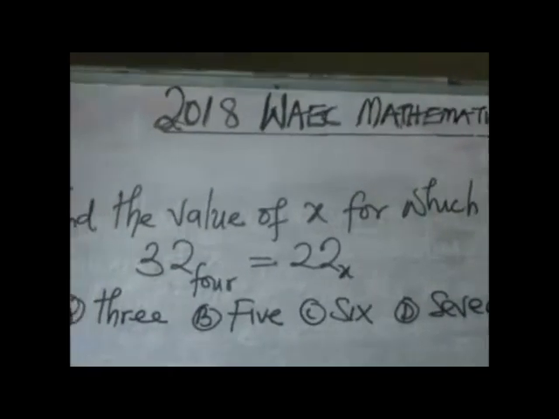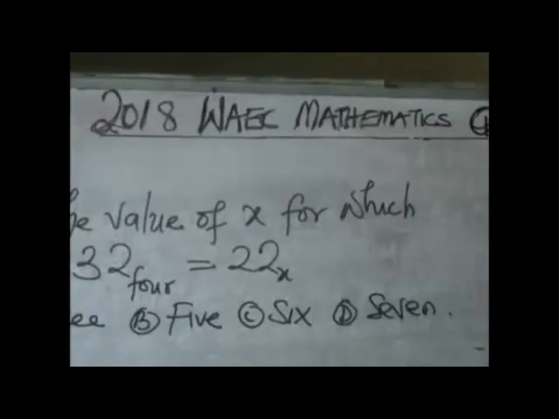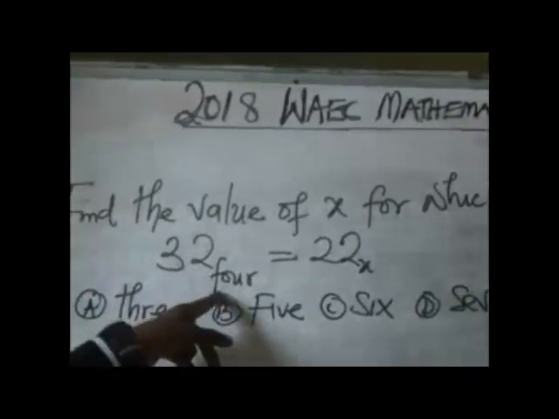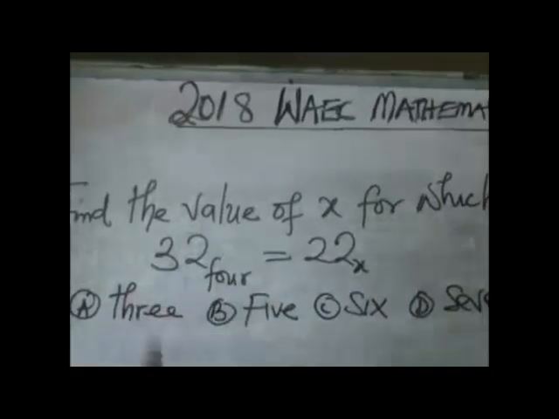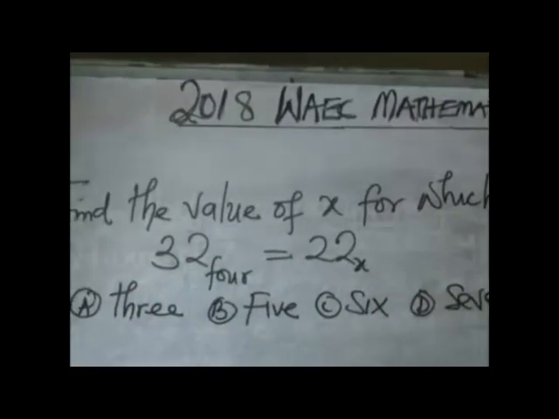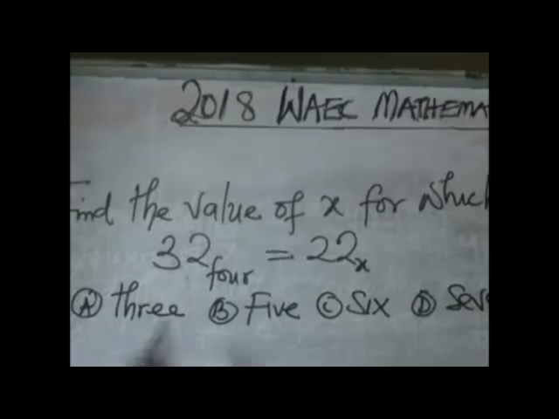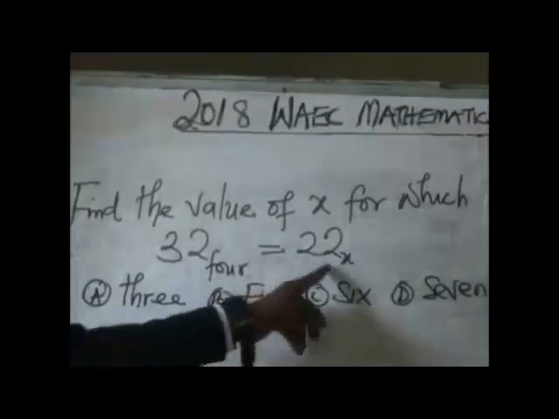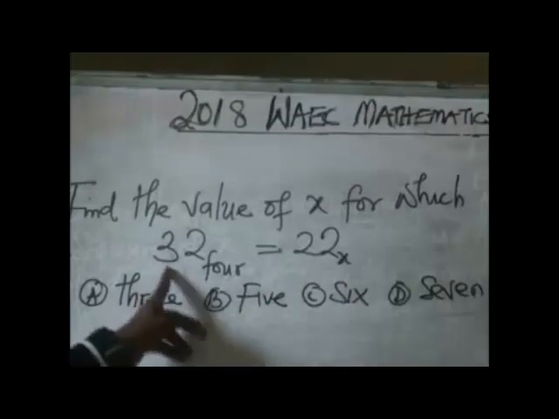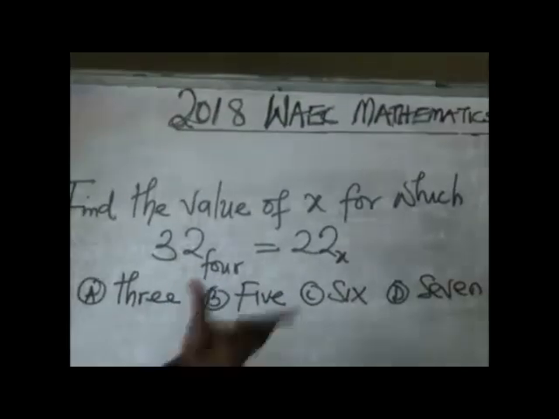Here is question number 4, 2018 WAEC mathematics questions. It states, find the value of x for which 32 base 4 equal to 22 base x. This topic is number bases in mathematics. Now if you see 32 base 4 and 22 base x, they are in different bases, and you cannot equate them if they are not in the same base.